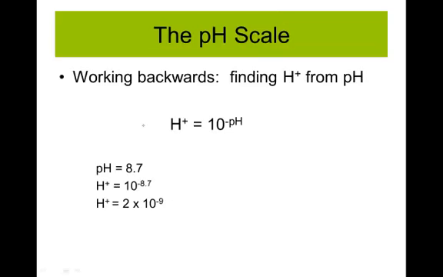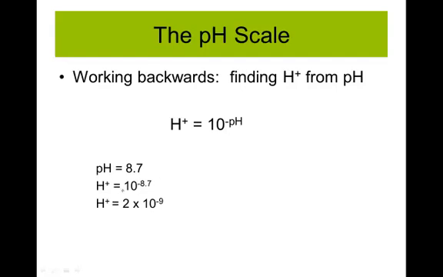So if we want to go backwards and we want to find the H plus concentration from the pH, we can do that as well. So to go backwards, we're going to have to do the opposite of the log function, which is taking 10 to that negative value. So if we have a pH, we do 10 to the negative pH. So if we have a pH of 8.7, you do 10 to the negative 8.7.